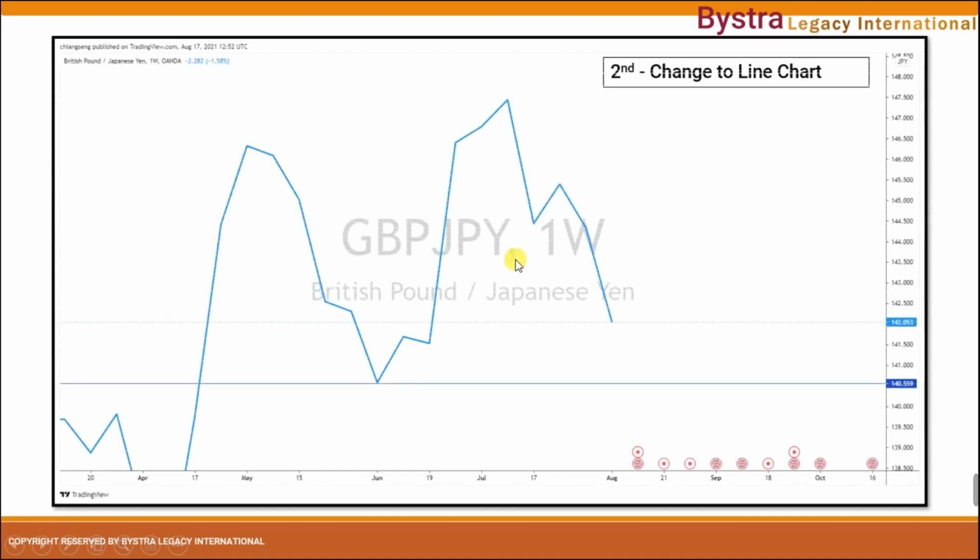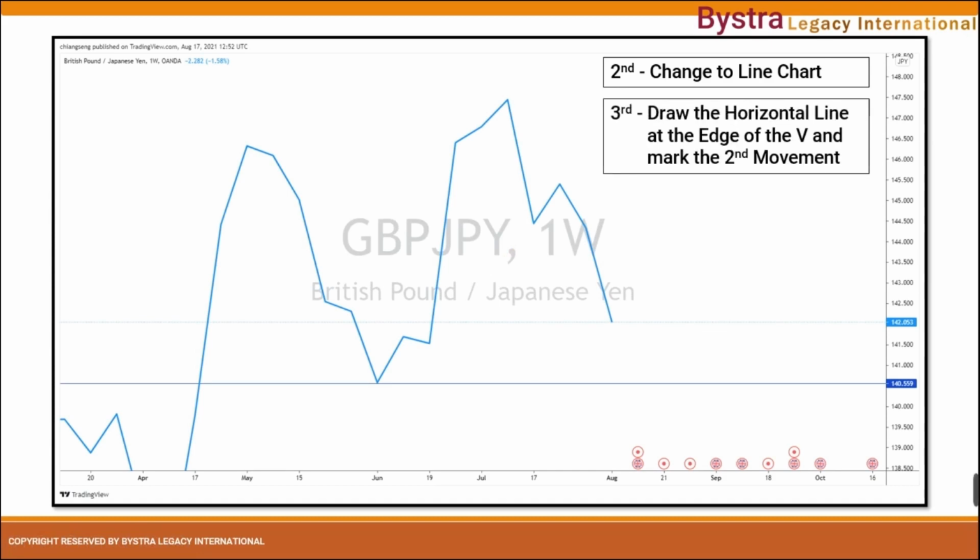Second, we go to the line chart. And then what should we do, guys? Yes, mark the horizontal line at the edge of the capital V, this support. And then next, we mark the second movement. Remember? Okay, good. If you guys catch up with me, then it's good.